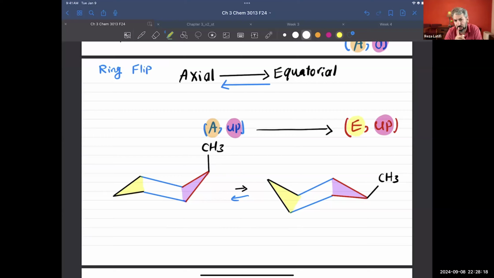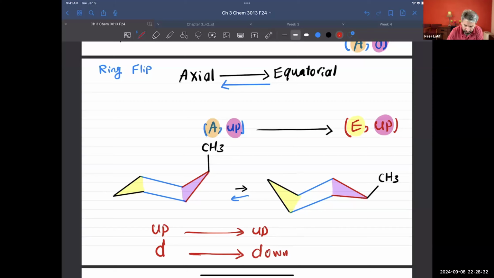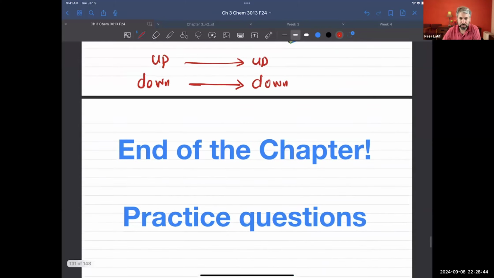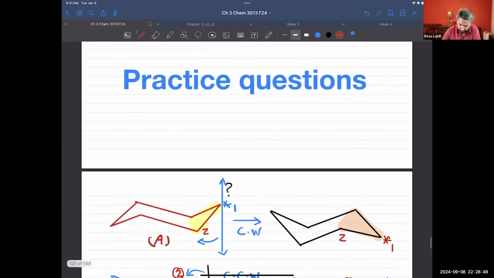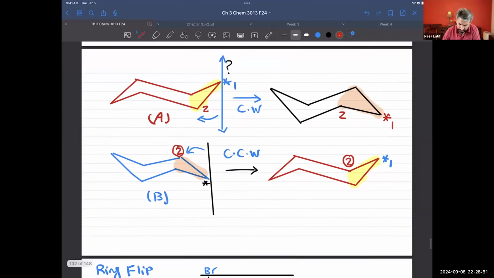So keep this one in your mind that up is going to stay up, and down is going to stay down. We do not mess with the direction whenever we do ring flipping. And this is going to be the end of the chapter. I do have some examples.